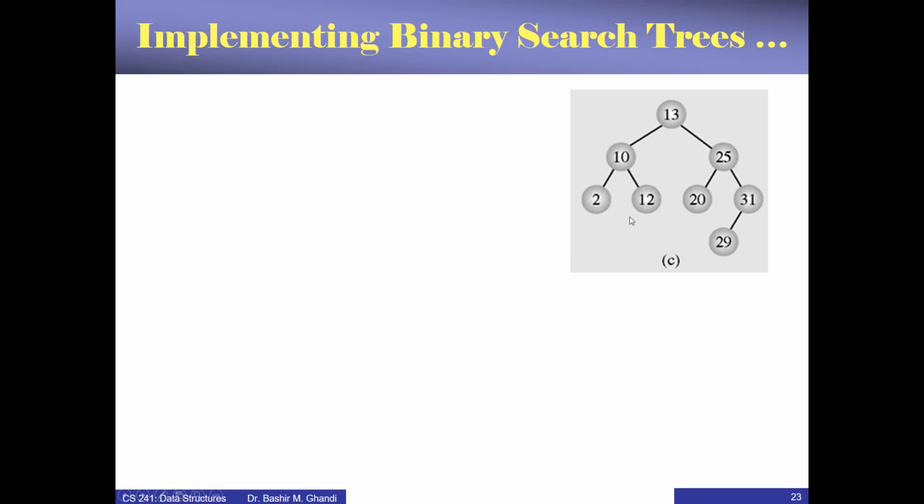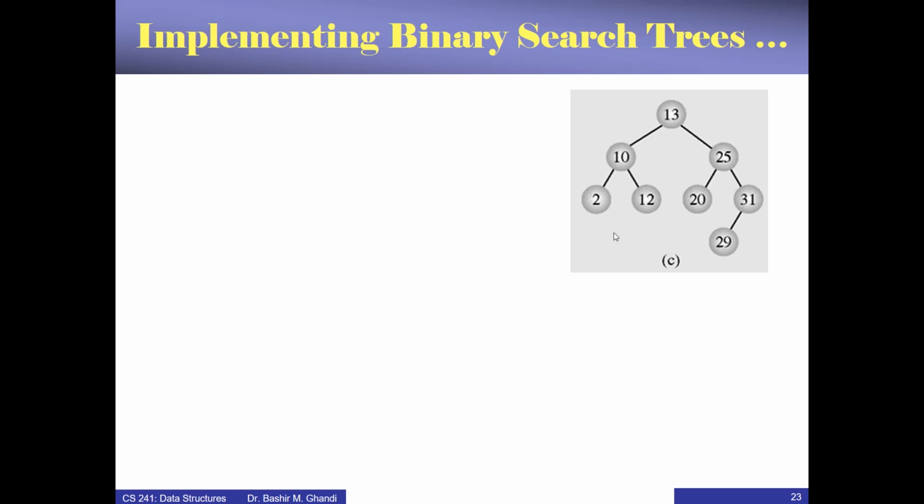Left is empty. What does this mean? It means 11 doesn't exist in the tree. So either we reach a target or we reach an empty. If we reach an empty tree, it means the target doesn't exist. This is basically how to search in a binary search tree.